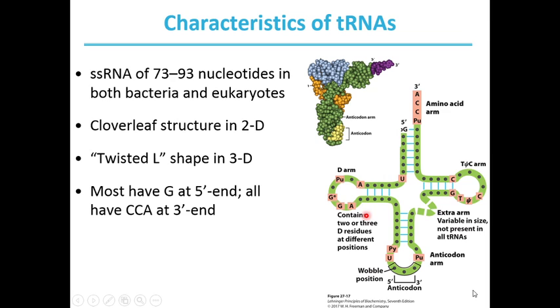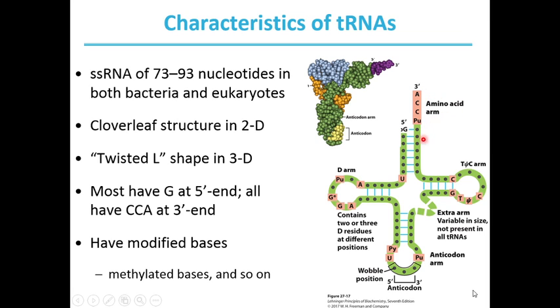Most tRNA molecules have a guanine at the 5' end, as shown here, and all of them have a CCA at the 3' end. And this is the amino acid arm. In addition, most tRNAs have modified bases. As you can see, some bases are methylated, and some have different kinds of structure in their bases, and we'll talk about this.